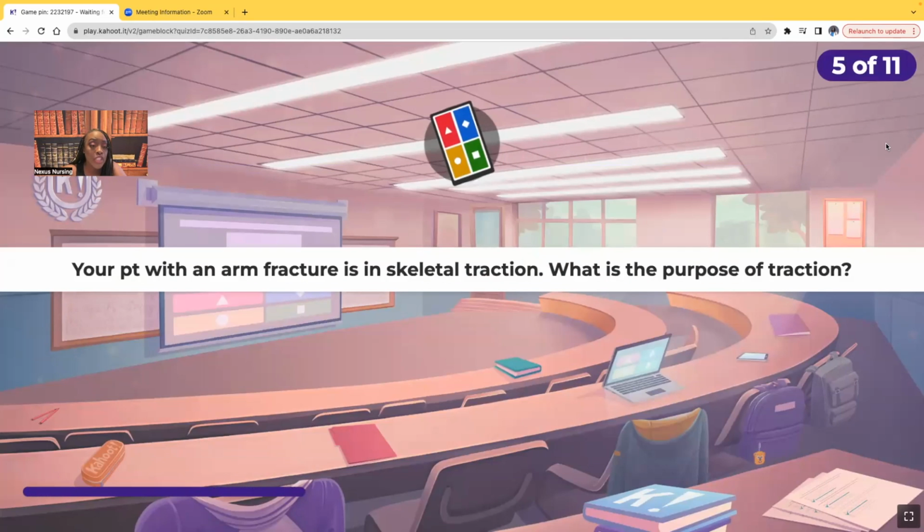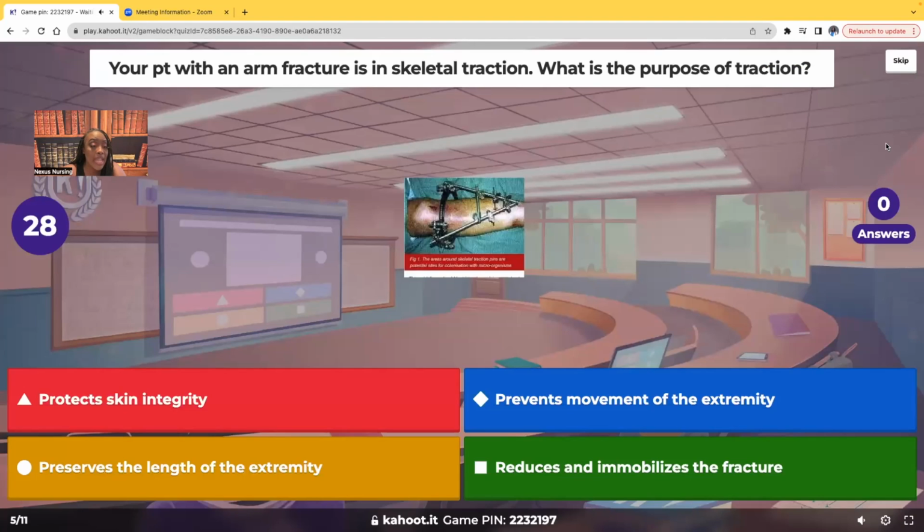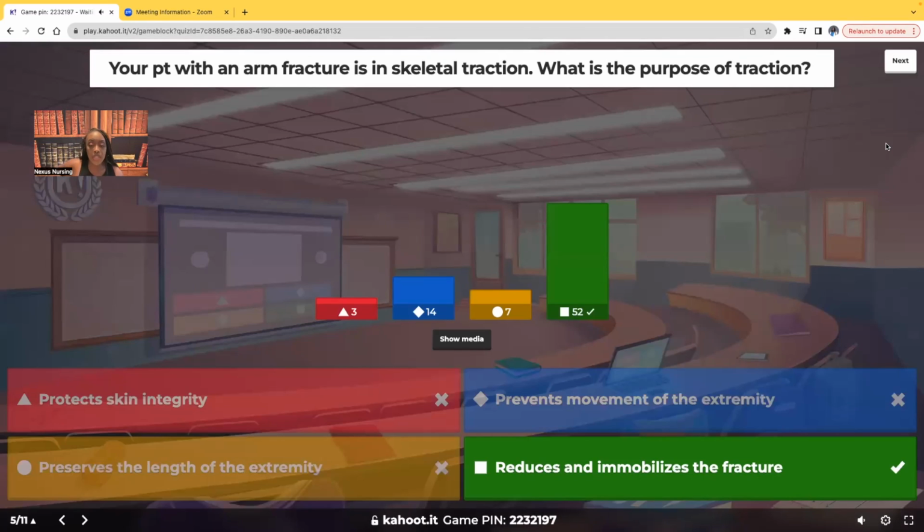All right. Your patient with an arm fracture is in skeletal traction. What is the purpose of traction? Is it to protect the skin integrity? Does it prevent movement of the extremity? Does it preserve the length of the extremity, or does it reduce and immobilize the fracture? Very good. It reduces and immobilizes the extremity.